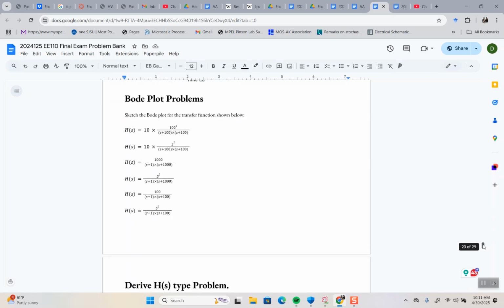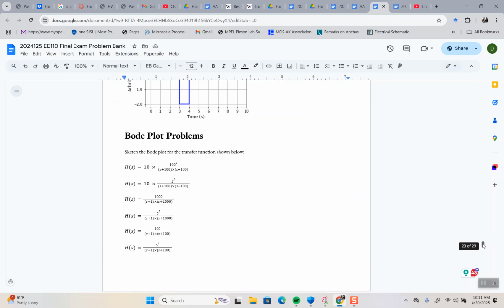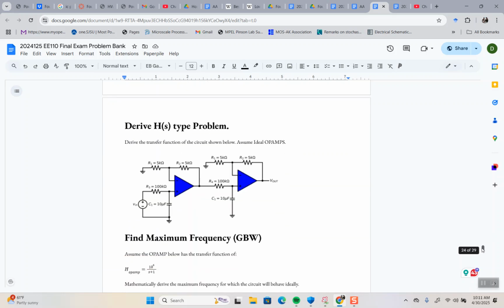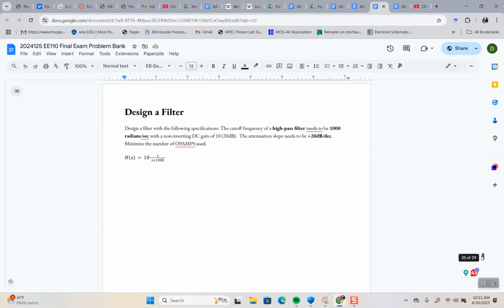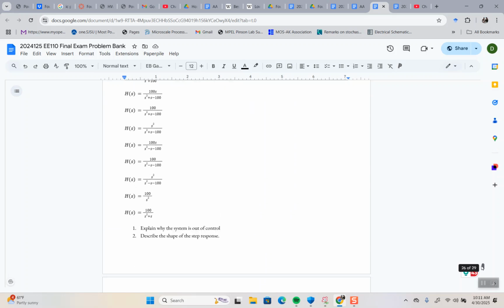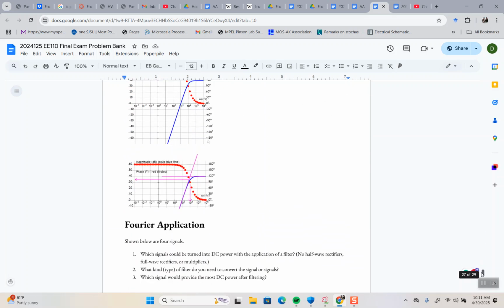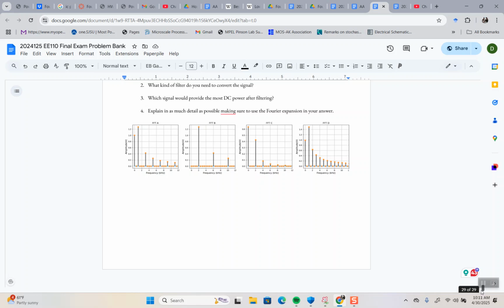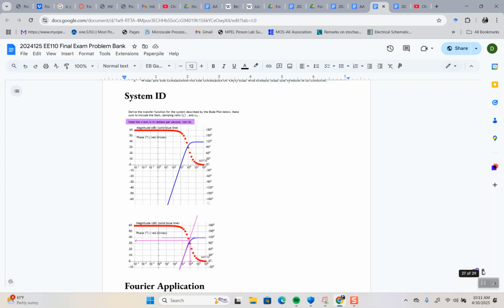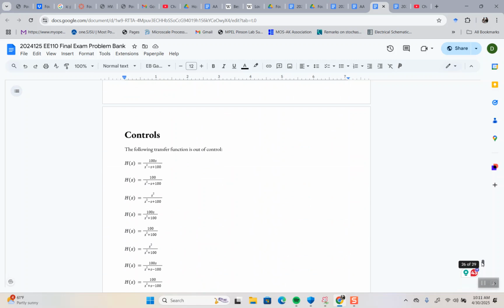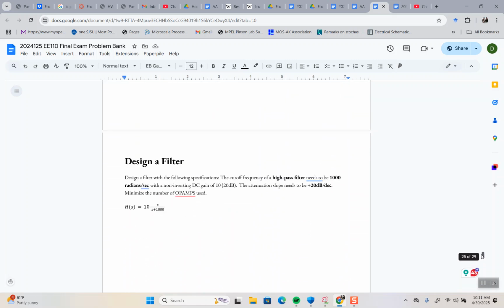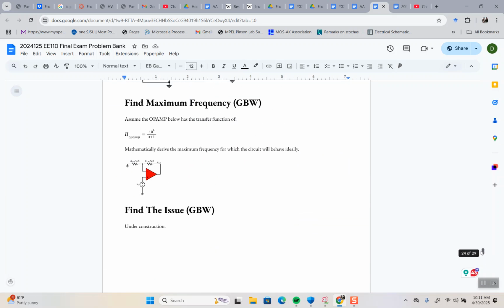So then, Bode plots, we just did that. Derive. We just talked about controls. Design a filter, people do really well on that. Find the issue.